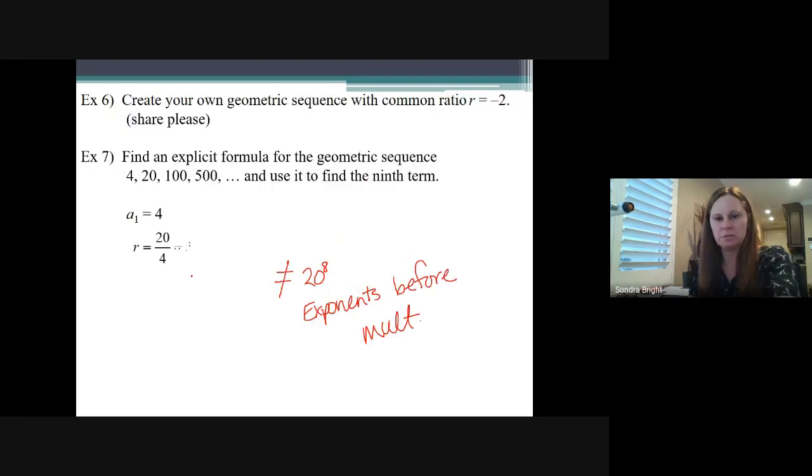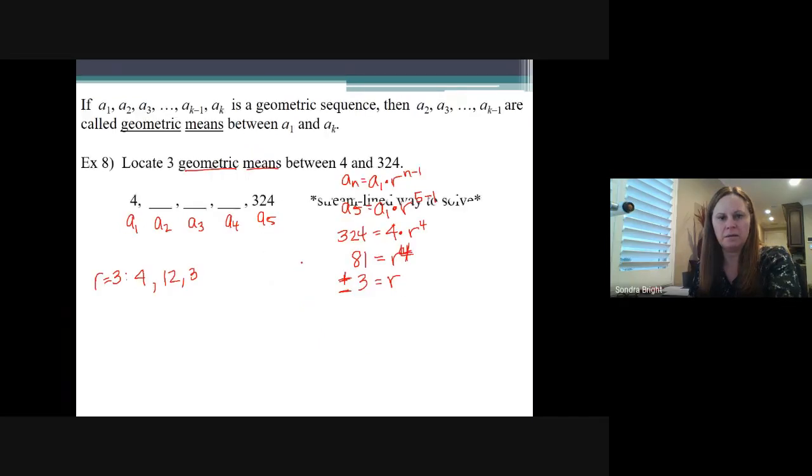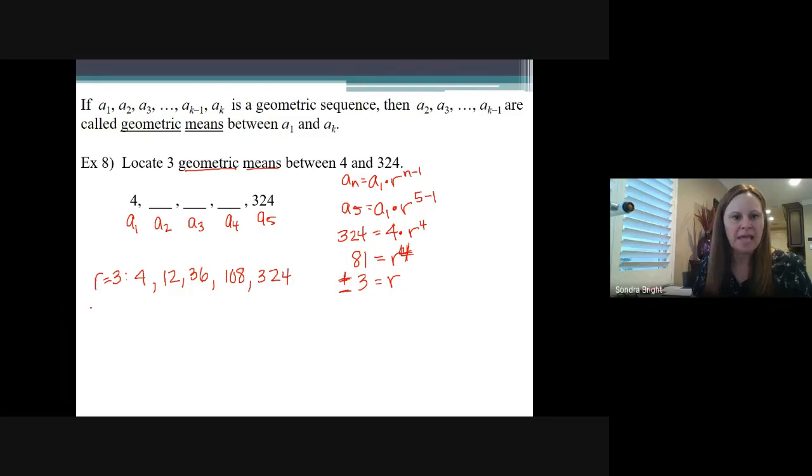12 times 3 would be 36. Times 3 is 108. Times 3 gives me 324. And when r is negative 3, it just changes the signs on every other one. So your geometric means are the ones in the middle.